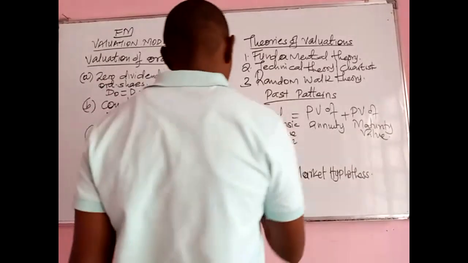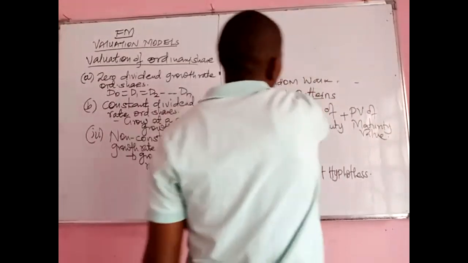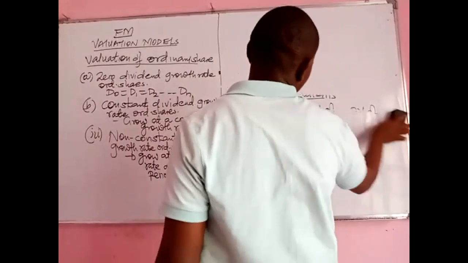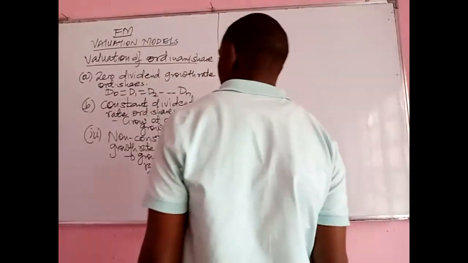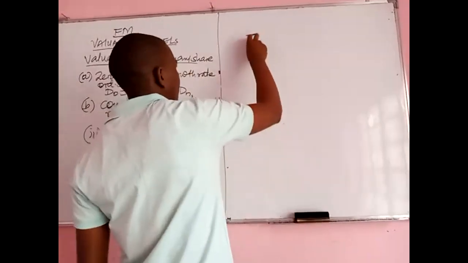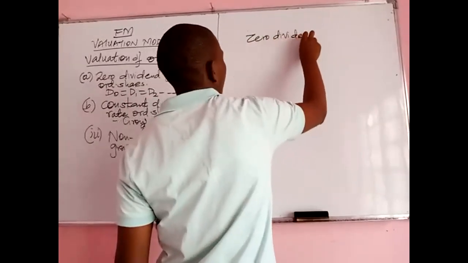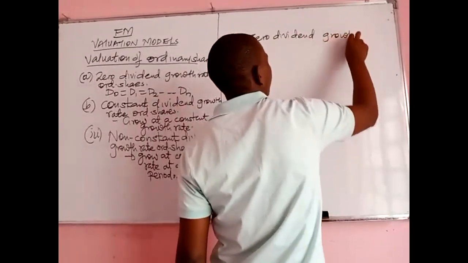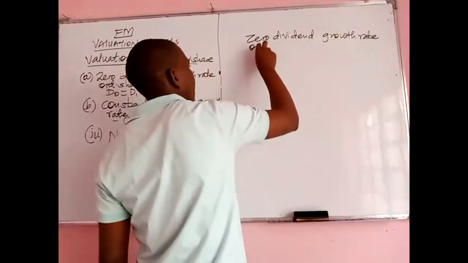So now I want to know how we get the theoretical value in the case of a zero dividend growth rate ordinary share. So let's begin with the zero dividend growth rate ordinary shares.